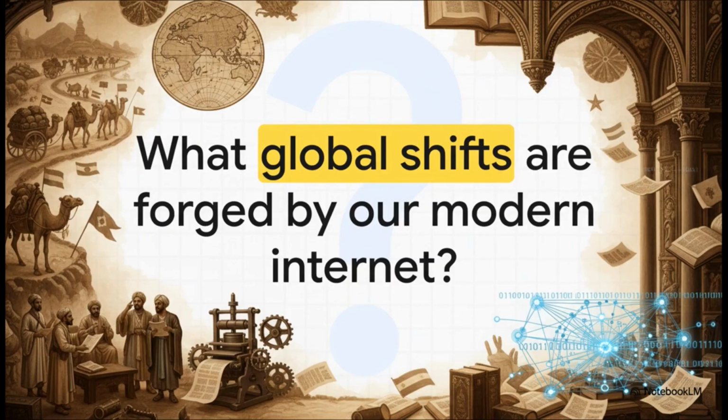As we wrap up this explainer, I want to leave you with a final thought. We've seen how the Silk Routes carried ideas across continents and how the printing press literally armed the masses with information to forge modern nations. If those physical ancient roads and mechanical presses sparked the modern world, how is our hyper-connected digital internet mirroring those ancient catalysts today? What massive global shifts are being forged right now? It's a fascinating question to ponder.